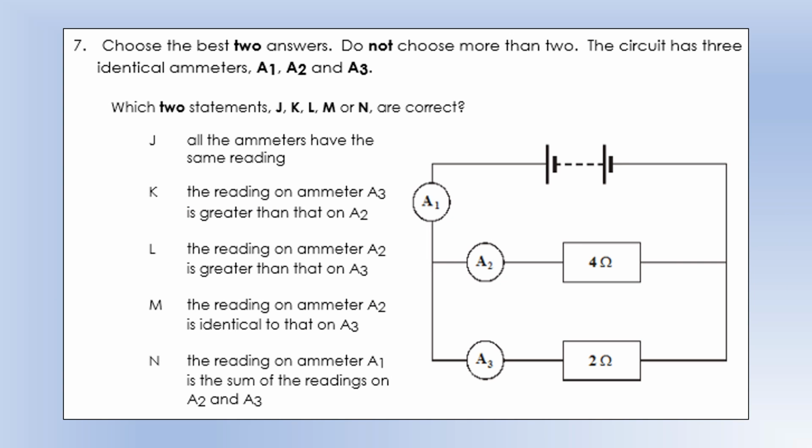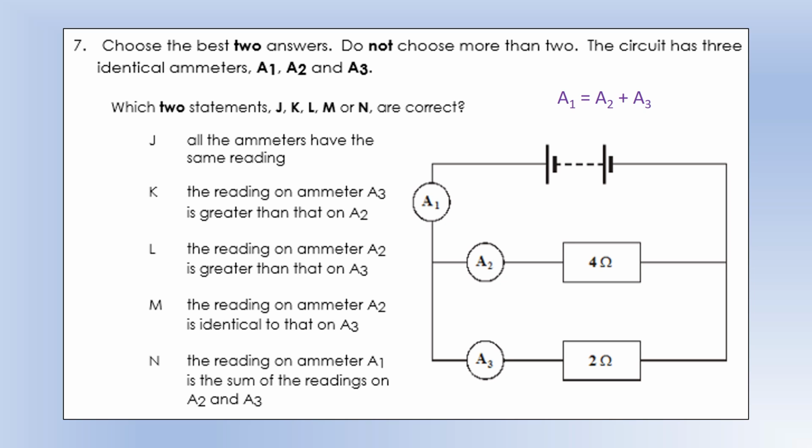Okay, choose the best 2 answers. Do not choose more than 2. The circuit has 3 identical ammeters A1, A2, and A3. Which statements J, K, L, M, and N are correct? So since we're looking at current, we're going to look at Kirchhoff's current law. A1 is going to split up into A2 and A3, essentially, so we need to make sure our answers agree with that.